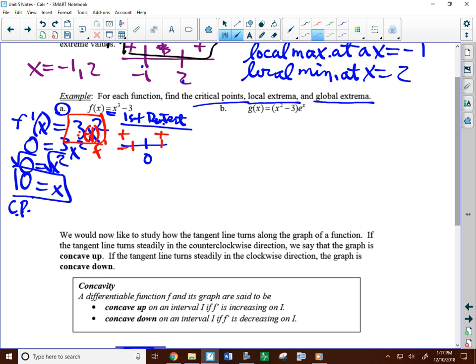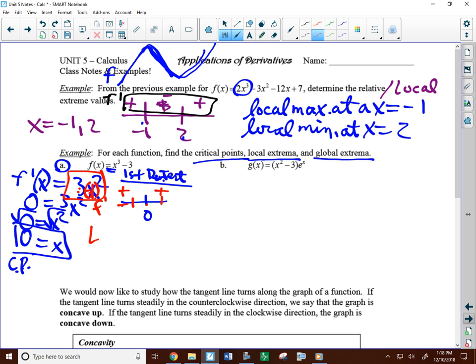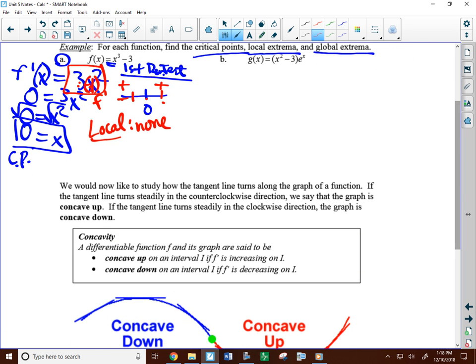So what we can conclude is that f, the original function, is increasing up to 0, then increasing after 0. Was there any change? No. If it does not change signs, then the local extreme value does not exist. So I'll just put local there. Again, the reason is because it did not change signs. If it went plus to minus or minus to plus, we'd be good.